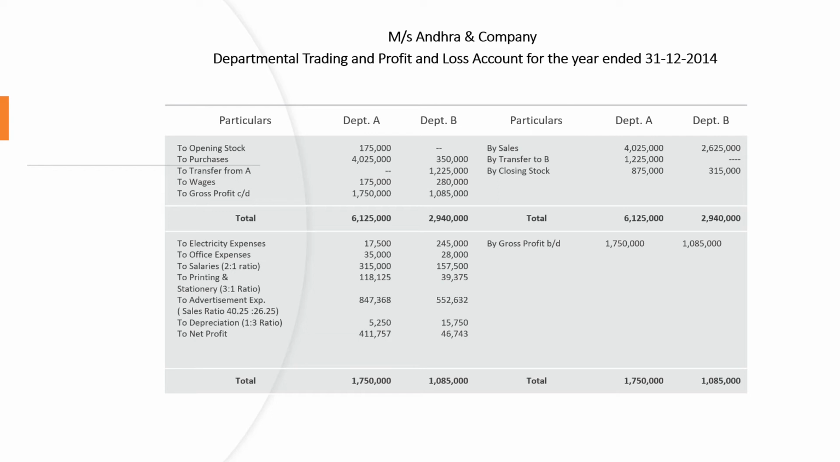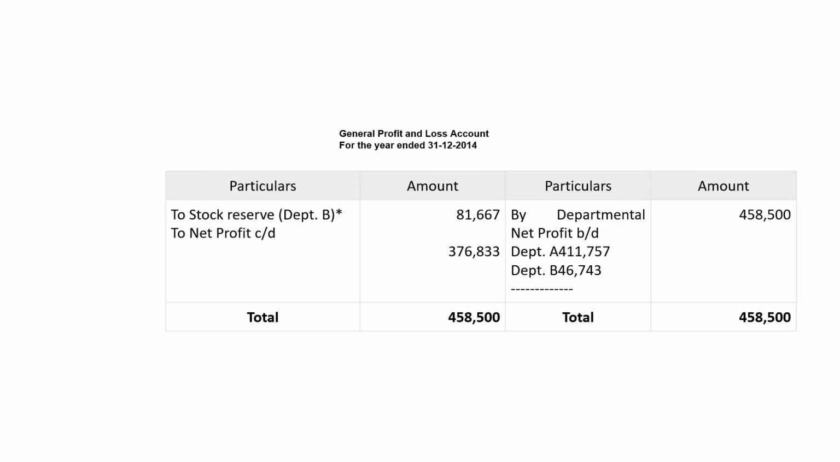Now see, the goods were transferred from department A to B. Now there is a closing stock. You need to make certain adjustments for the stock reserve that will be taken care of in the general profit and loss account. See, in the general profit and loss account for the year ended 31st, you will carry forward the net profit for departments A and B. Then you have to make the stock reserve, and then ultimately the profit will come out, which will be transferred to the balance sheet.